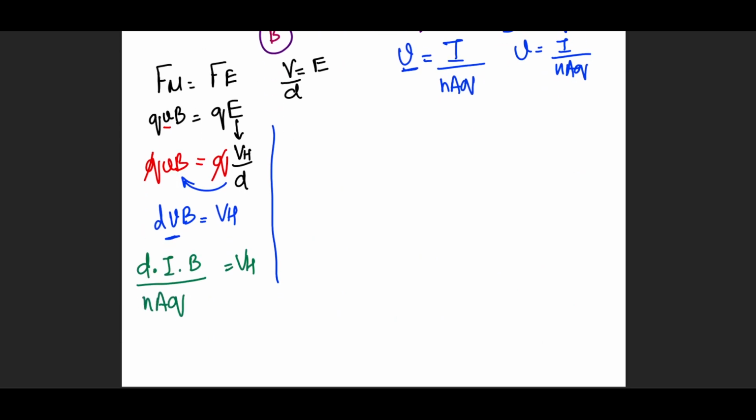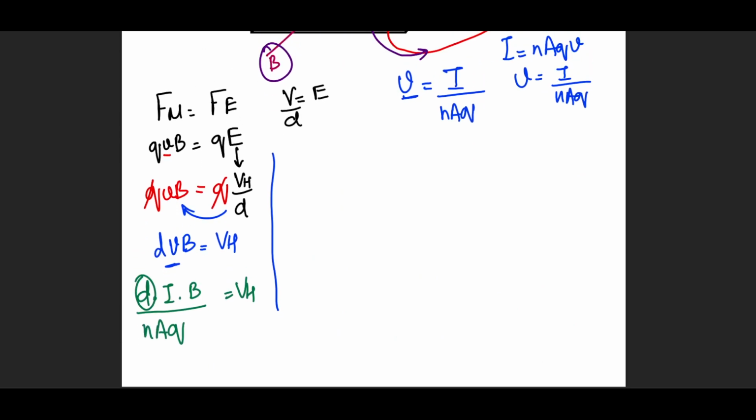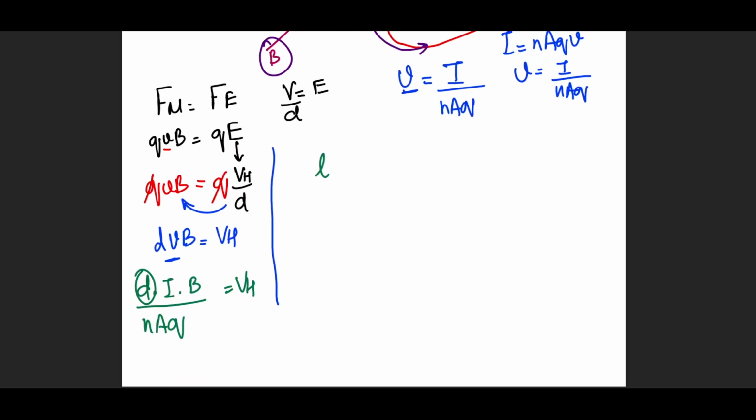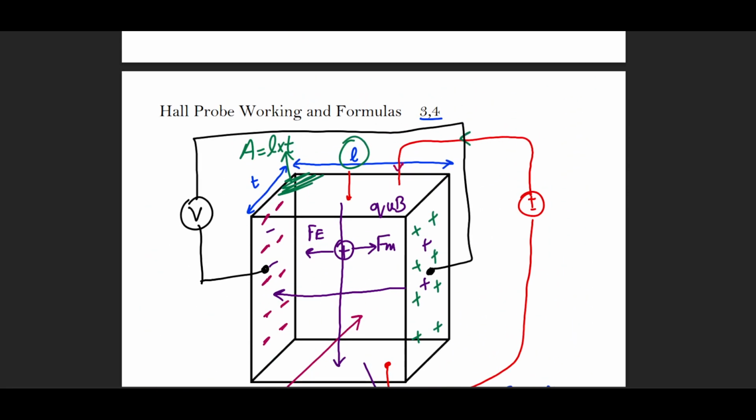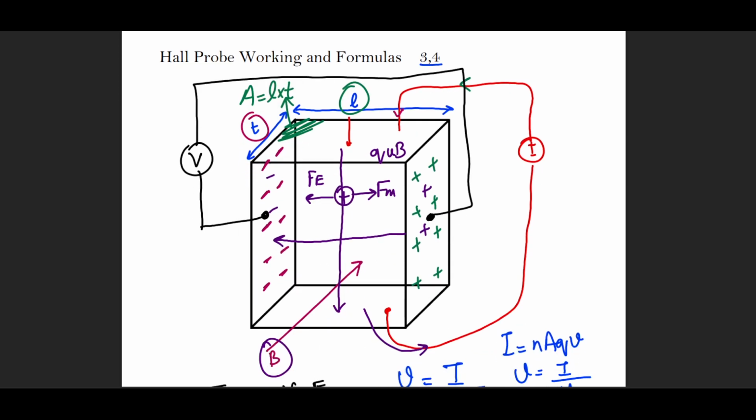So I'm going to replace this distance D first with the variable L, because that is the distance between the plates. So L dot I dot B divided by N, and the cross-sectional area is now L multiplied by T, multiplied by Q, equals VH. Now we see that L is going to get cancelled out and we are left with the formula VH equals IB divided by NTQ. T is the thickness of the slice that we're considering. So that is how we derive the formula for Hall voltage.